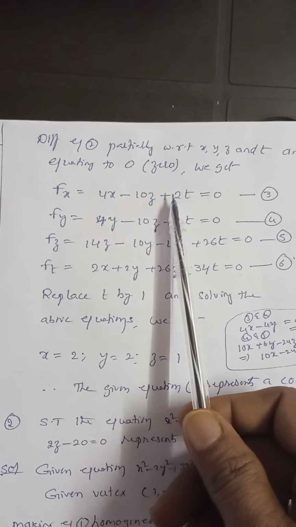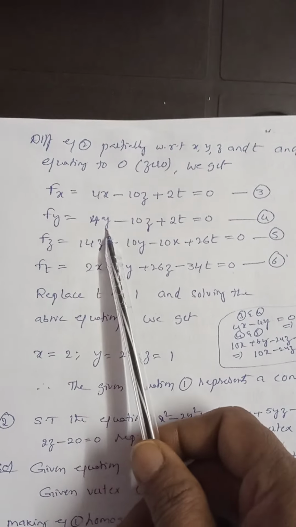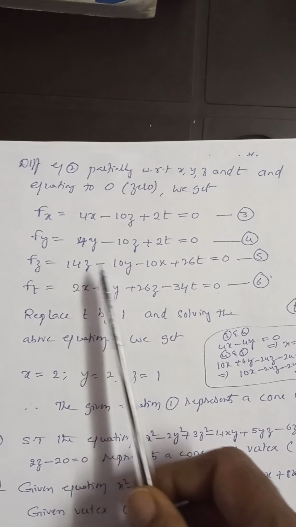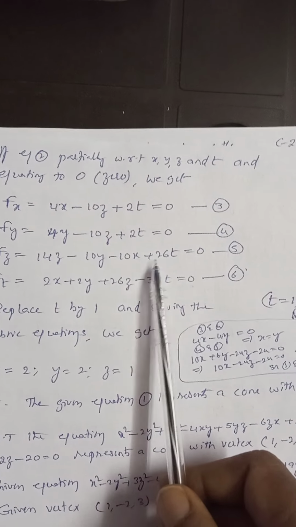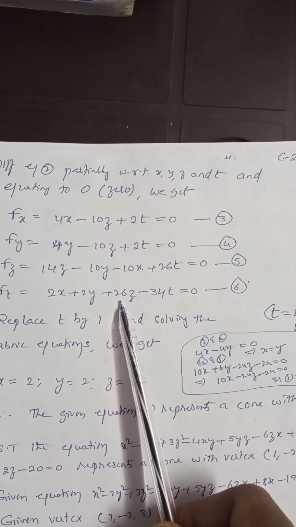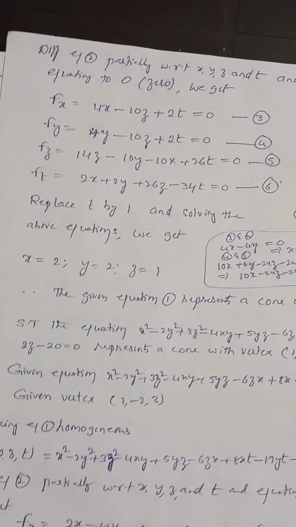Here the equations are 4x minus 10y plus 2 is equal to 0, 4y minus 10z plus 2 is equal to 0, 14z minus 10y minus 10x plus 26 is equal to 0, and 2x plus 2y minus 26z minus 34 is equal to 0. We have to solve those four equations, right?